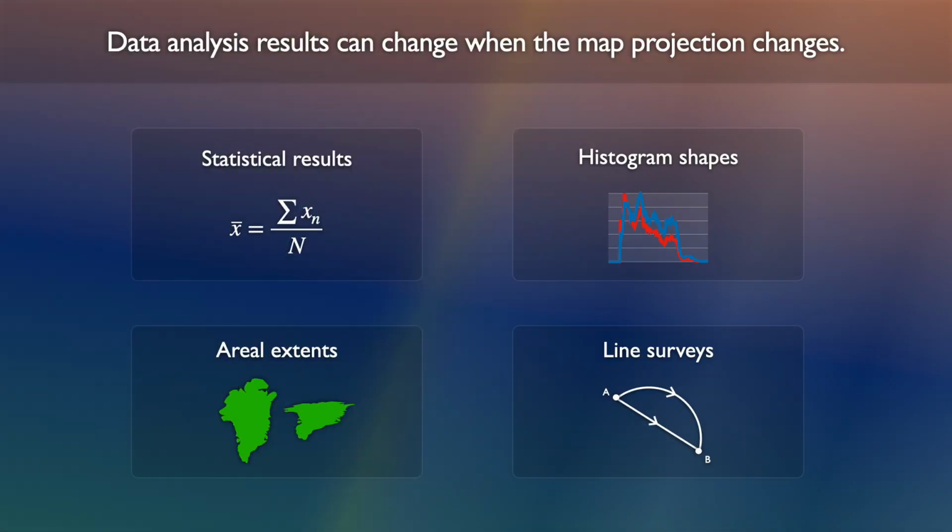So I'll show examples of how the map projection affects data analysis, the statistics and the histogram of the data, the size of pixels and measurements, like sea ice extents, and how line surveys are affected.